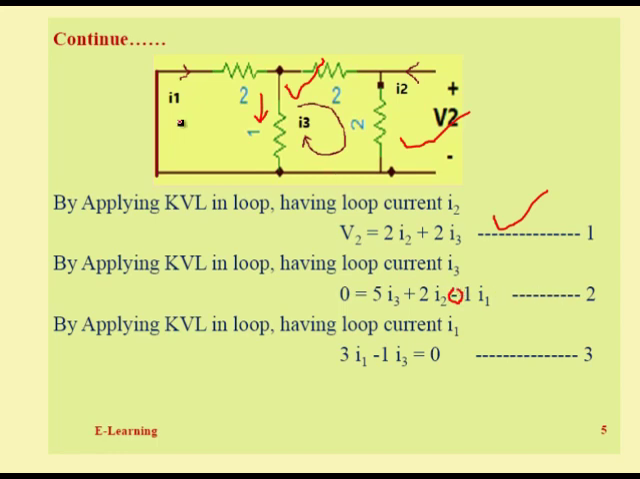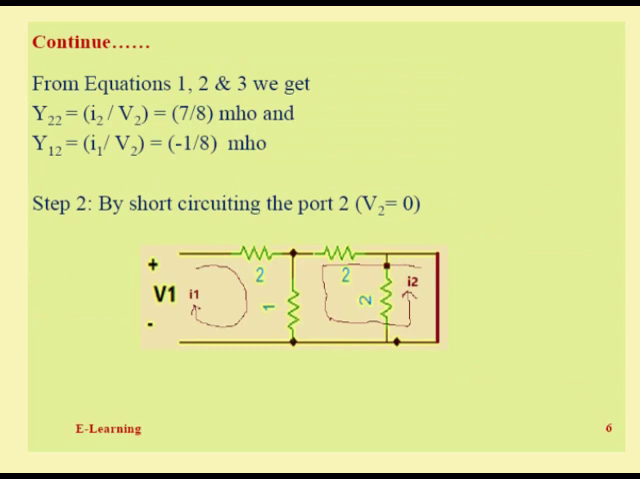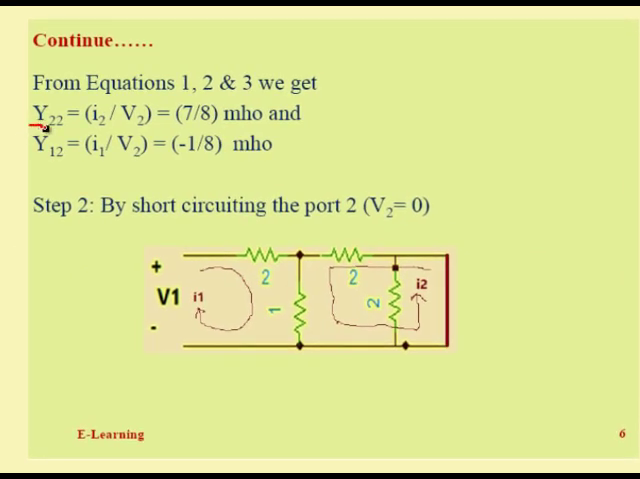And last we apply KVL in this loop. Here we get 3i1 minus i3 is equal to 0. With the help of these three equations we can get y22, that is the ratio of i2 and v2. We will get 7/8 mho, and also get y12, this is the ratio of i1 to v2, and it is minus 1/8 mho. So we have evaluated two parameters, y22 and y12.